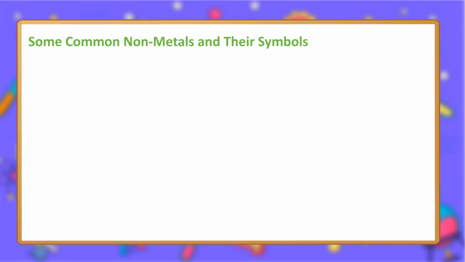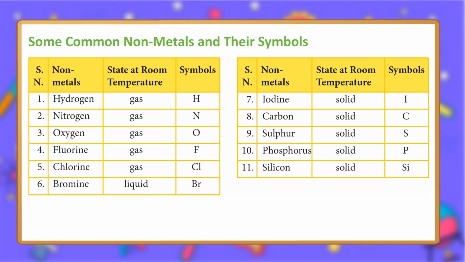Some common non-metals and their symbols. Serial number, non-metal, state at room temperature, symbol. 1. Hydrogen, gas, H. 2. Nitrogen, gas, N. 3. Oxygen, gas, O. 4. Fluorine, gas, F. 5. Chlorine, gas, Cl. 6. Bromine, liquid, Br.